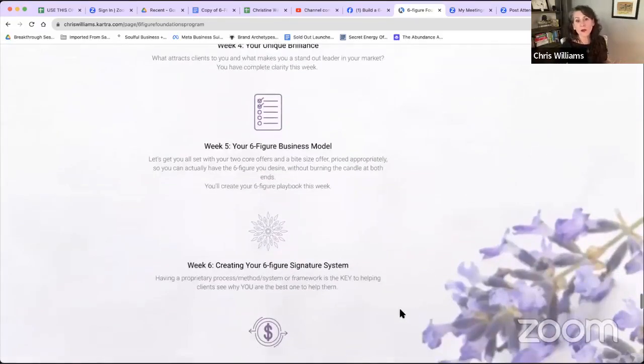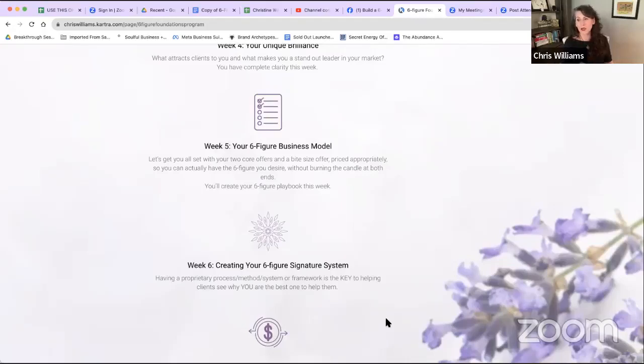In week 5, we're going to create your 6-figure business model. In order to get to 6 figures, we need to have a plan. We need to know what your 2 core offers are and what your bite-size offer are so that you can actually hit 6 figures. And this is one of the mistakes that I see a lot of coaches making: not having this dialed in. They might want to make 6 figures, but they really don't have a business model to actually help them get there.